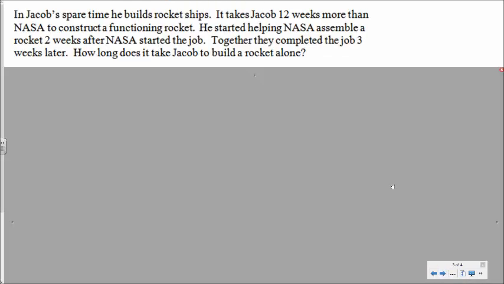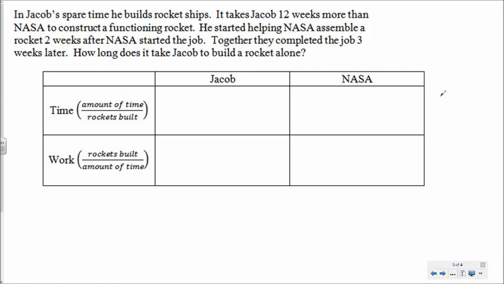Okay. Now, one last problem, and this one's a little bit different because they're not working together the whole time. They're working for different amounts of time. But again, I'm going to talk about 2 conceptual ways you can break this problem down. I'm just going to reveal my table that I've come up with already after having read through this problem, and I'll fill it in as I read through it with you.